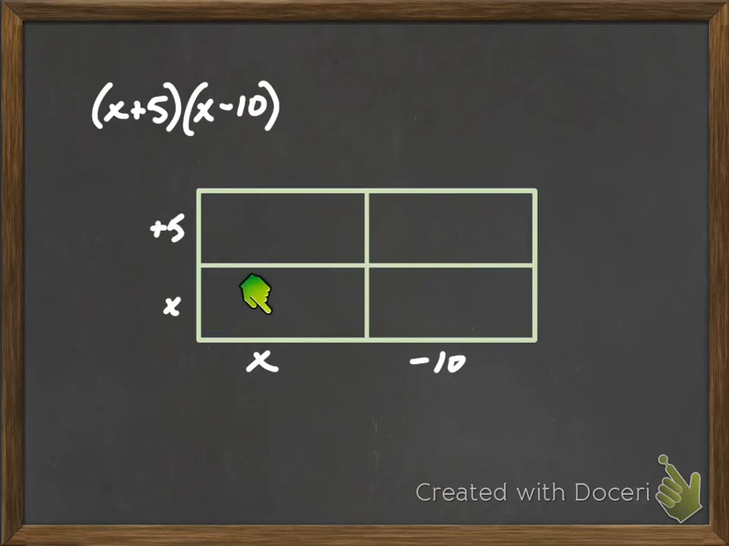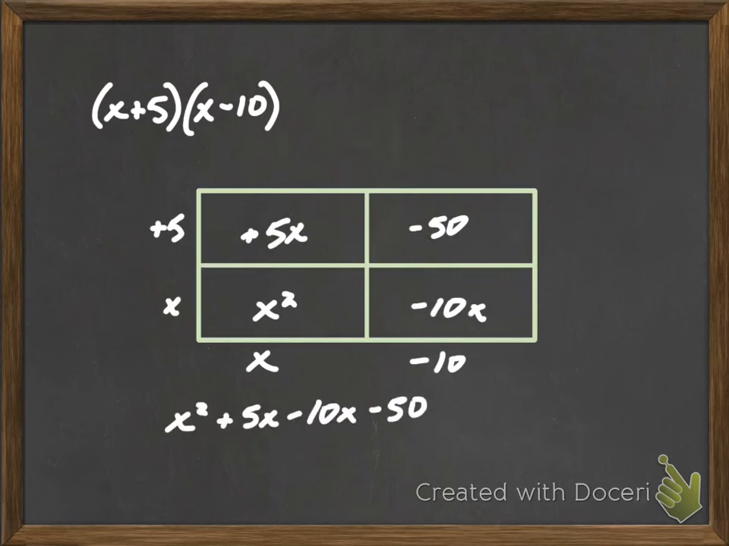So what is x times x? x squared. What is 5 times x? Positive 5 times x is 5x, or plus 5x. What is negative 10 times x? Negative 10x. And then negative 10 times 5 is negative 50, of course. So if we want the area of this entire thing, we just add up all of these boxes. It's just x squared plus 5x minus 10x minus 50. But I can combine like terms, so I can write it like that: x squared minus 5x minus 50.